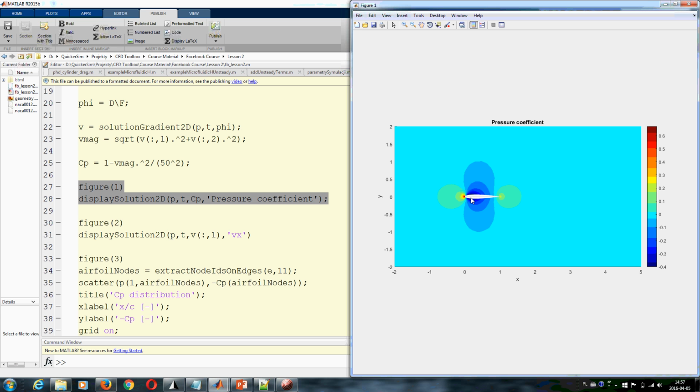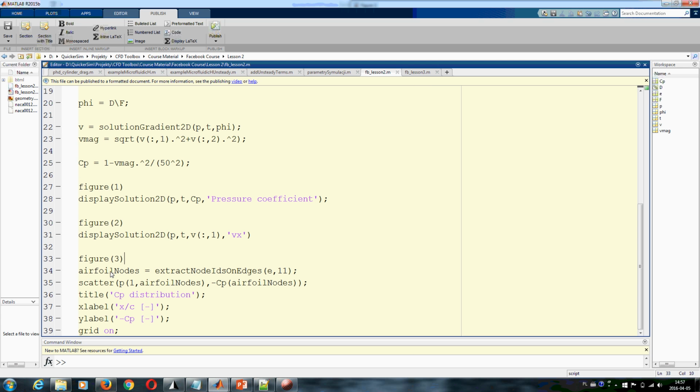Alright, so we need to figure out what nodes are lying on this airfoil, and we do it by this function called airfoil nodes equals extract node IDs on edges, and by call to this function you extract all IDs of nodes that are lying on your edge 11, and edge 11 is our airfoil. And then you can plot it with the usual MATLAB function, whereas scatter does basically the same as plot, but it only displays user points.